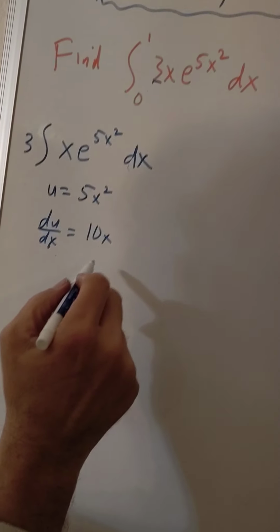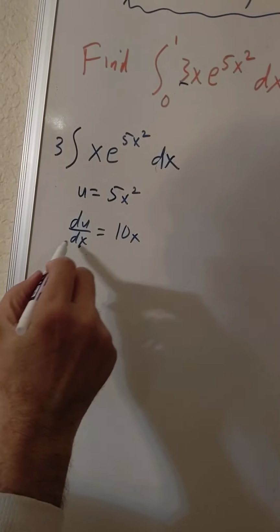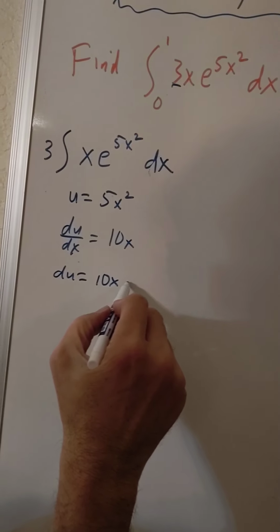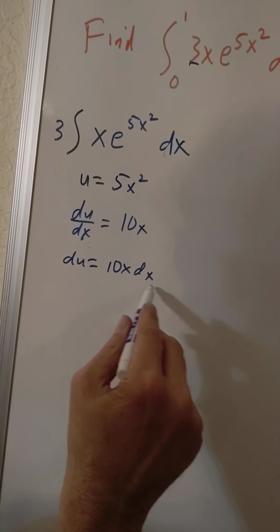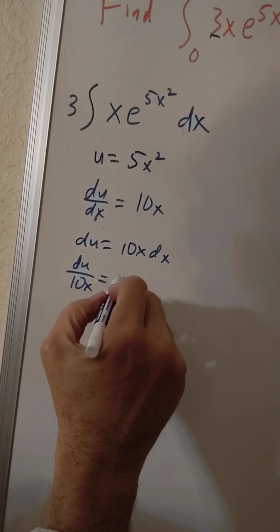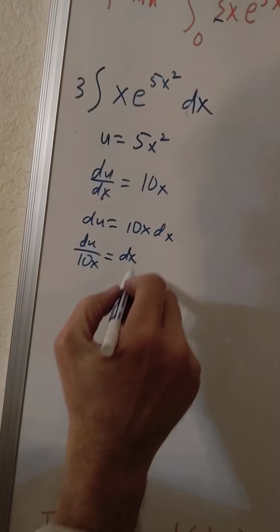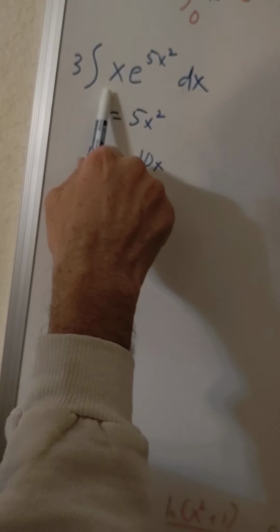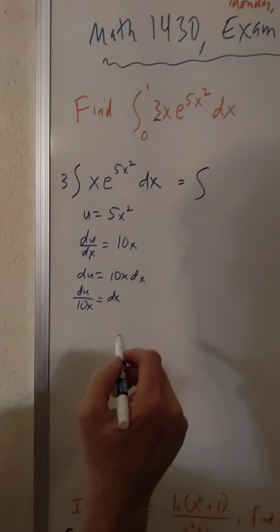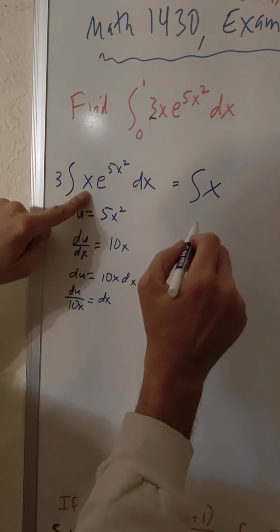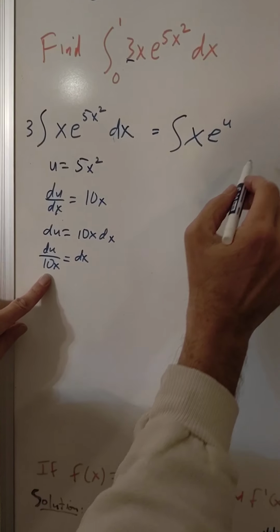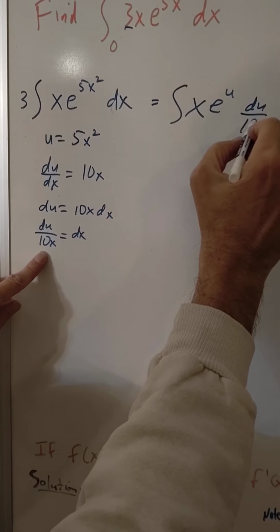And then what I do is solve for dx, but you may do it differently. So I'm going to solve for dx. Let's clear the fraction. Multiply each side by dx to get du as 10x dx. And then to get dx by itself, divide by 10x. So du over 10x is equal to dx. Now that I have it solved for dx, I'm going to rewrite this integral using my substitutions. So this integral here is equal to the integral of, we have no substitution for x, but now let's write e to the u. And then in place of dx, I'm going to write du over 10x.